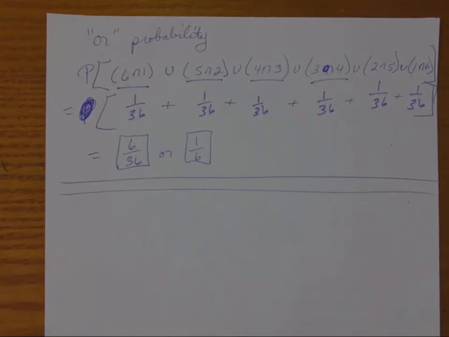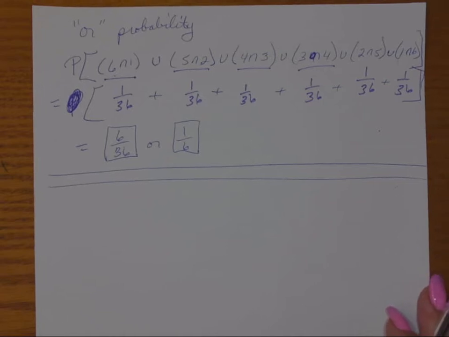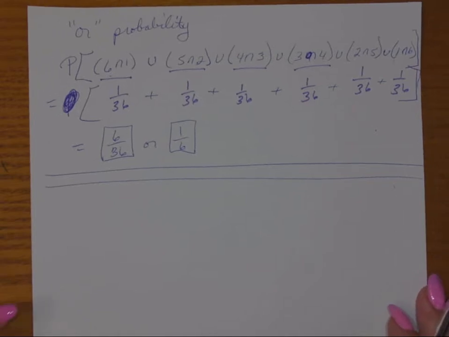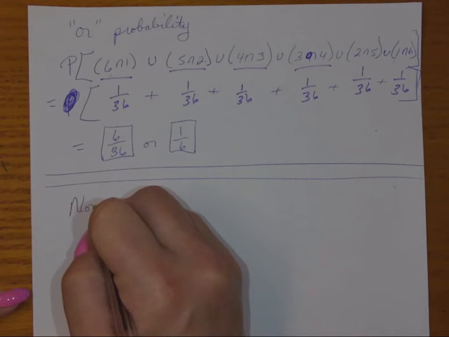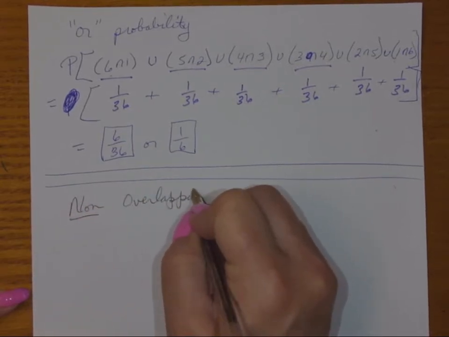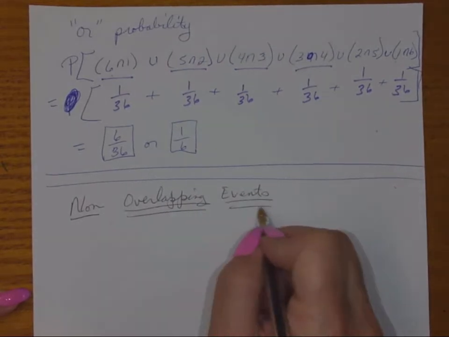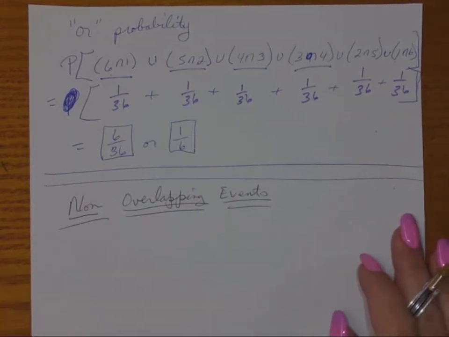All right, let's keep going. We got some other combinations we want to talk about. All of the ones that we've been doing so far, we've been talking about non-overlapping events. Okay. What the heck is she talking about? It means they didn't have anything in common that they could have shared.